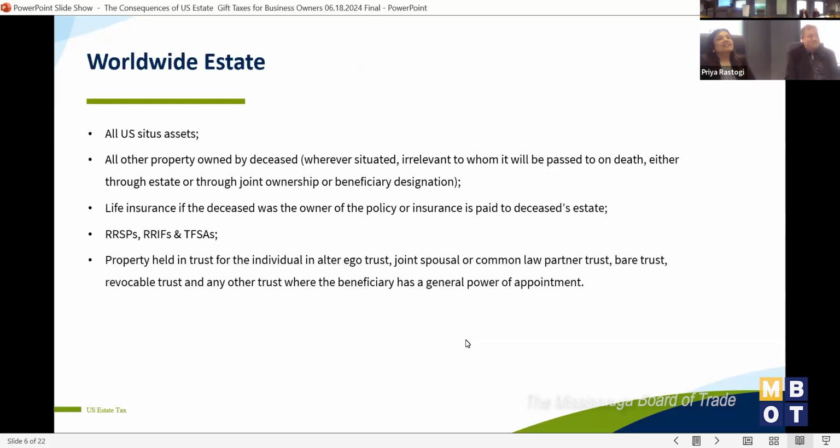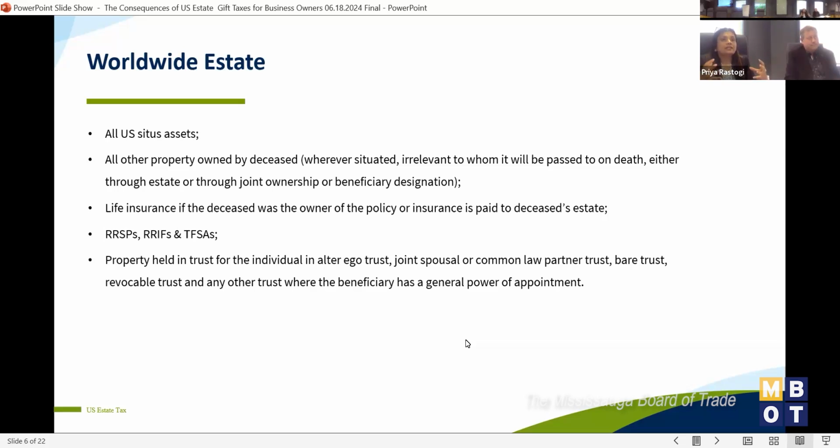So the second mechanic of evaluating US estate is the worldwide estate you have. As is obvious, what we are trying to do is look at what your worldwide estate is and what percent of your worldwide estate is a US situs asset.